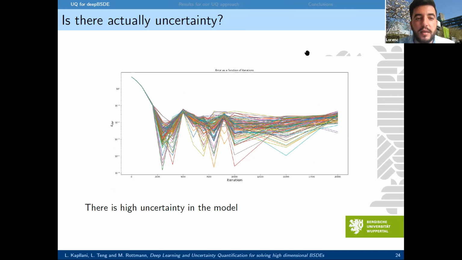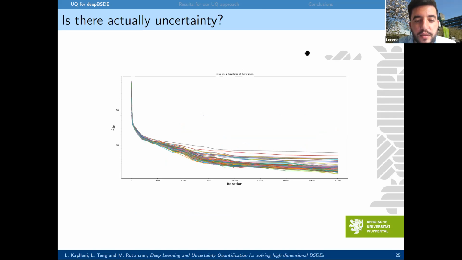Sorry. And you can see here from this table, I hope you can read the labels. On the x-axis, you have the iterations, the optimization steps. On the y-axis, we have the error. And we have here 100 different runs, shown with different colors. As you can see, there is high uncertainty in the model. Every run has quite a lot of difference from the other runs.